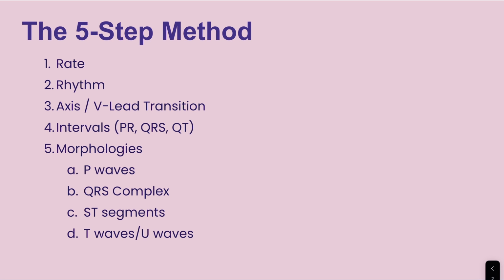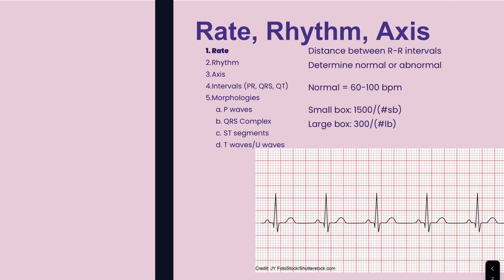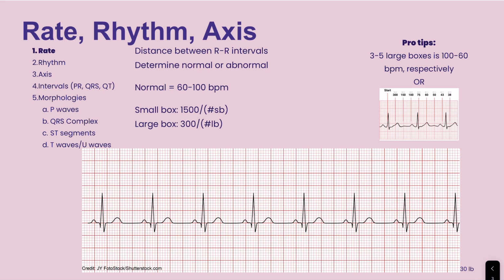The most important thing when approaching an EKG is that you approach it in a systematic way, the same way every single time, so that you don't miss anything and you can do a very thorough job. All right, let's get started. We're going to start with heart rate. We're going to look at the distance between the R to R interval. We're going to determine if the heart rate is normal or abnormal.